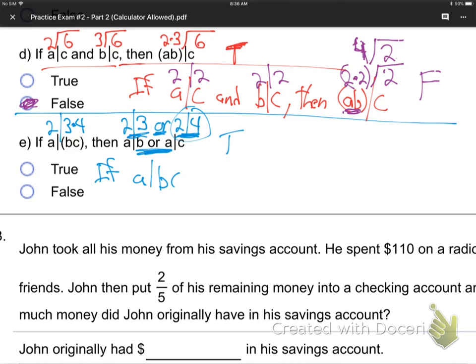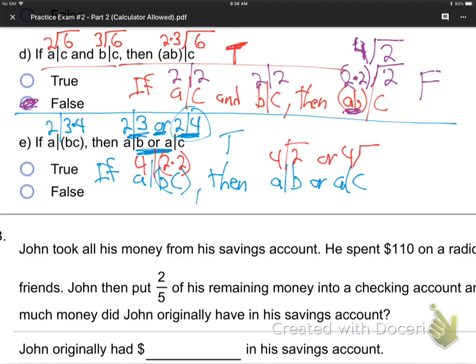But let me show you that it doesn't always work. If A goes into B times C, then A goes into B, or A goes into C. So here I'm going to be tricky, and I'm going to try to break it. 4 goes into 2 times 2, right? 4 goes into 4. Then 4 will go into 2? No, it doesn't. Or 4 will go into 2? So I pick B and C to be the same. Neither one of those is true. 4 doesn't go into 2. 4 doesn't go into 2. 4 goes into 4, but it doesn't go into either one of those.